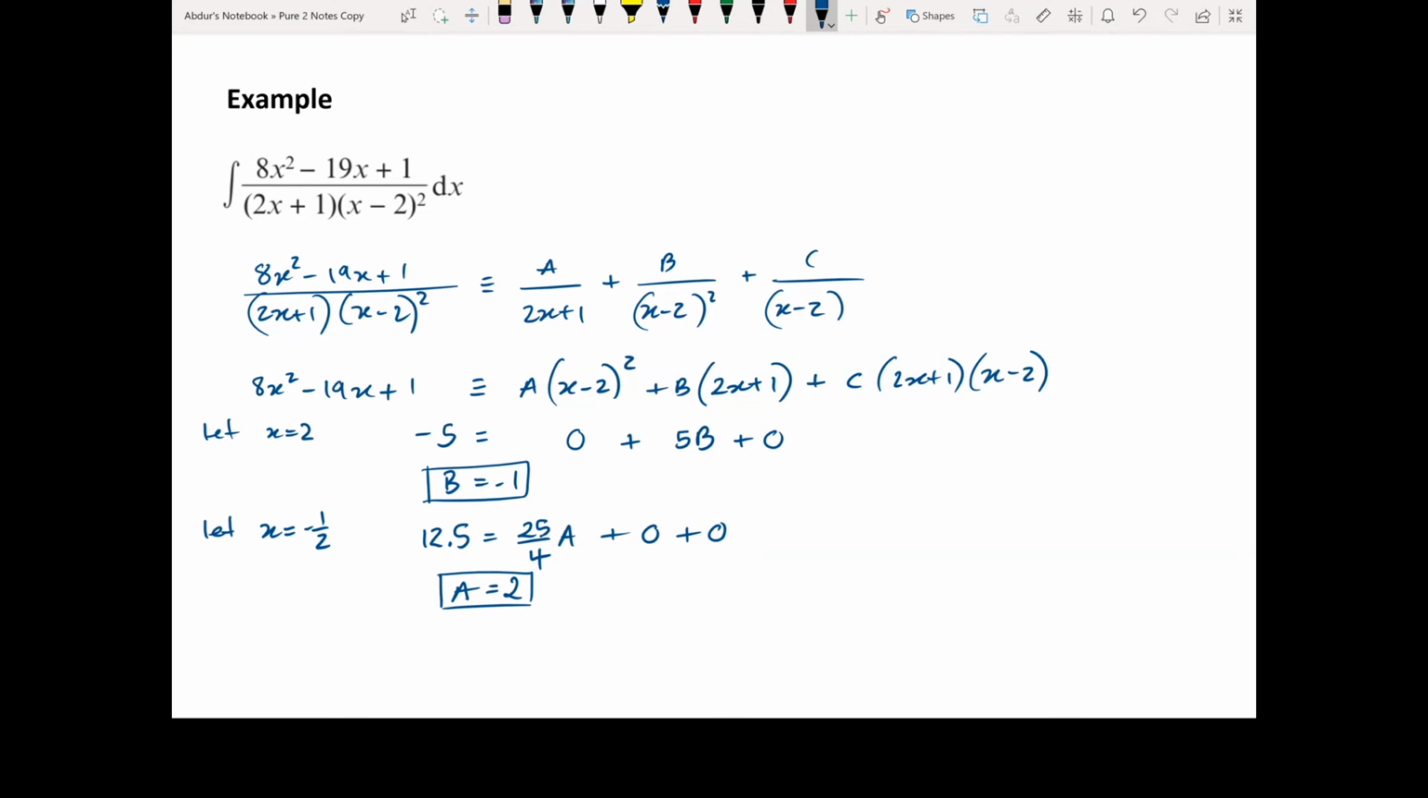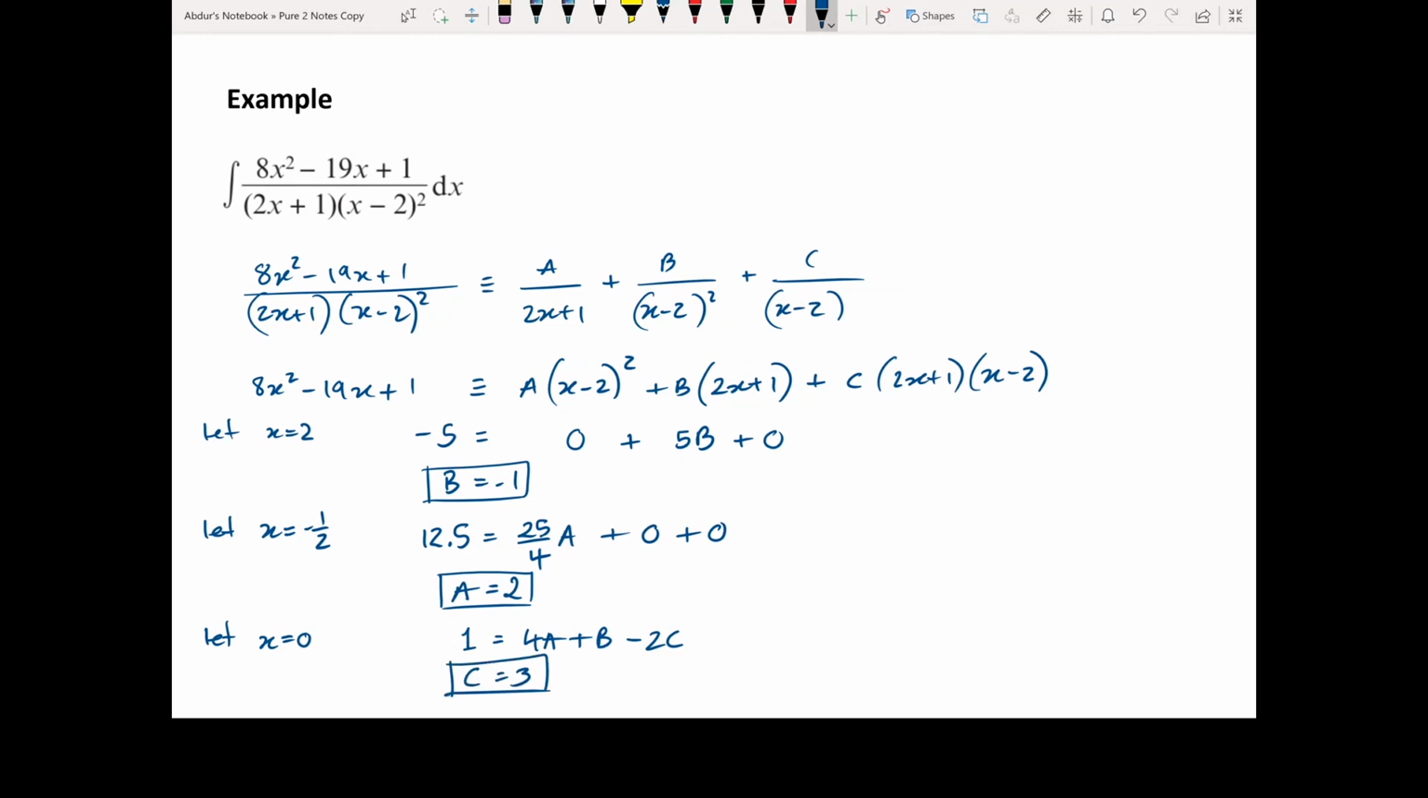So we've got a value here, and then I'm going to use another substitution here. I'm going to say let x equal 0, and I know what my A and B are, so I can substitute those values in there as well. And if we do that, then we get 1 on the left-hand side is equal to 4A plus B minus 2C. And substituting all those values in there then gets us that C is equal to 3.